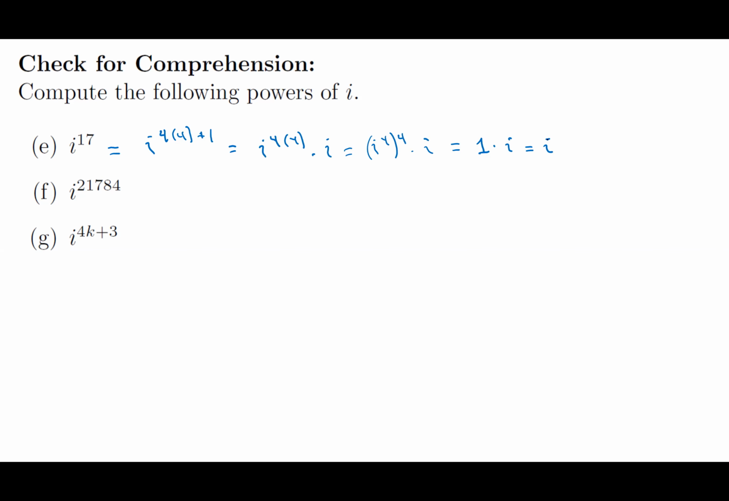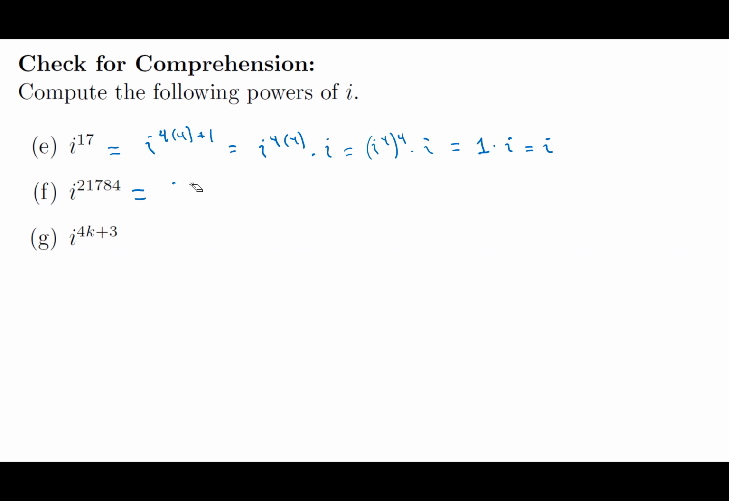Ask that again. What's the remainder when you divide 17 by 4? Oh, the remainder is 1. What do you know? All right. How about this one? i to the 21,784. Well, really, I want to know how many times 4 goes into 21,784.